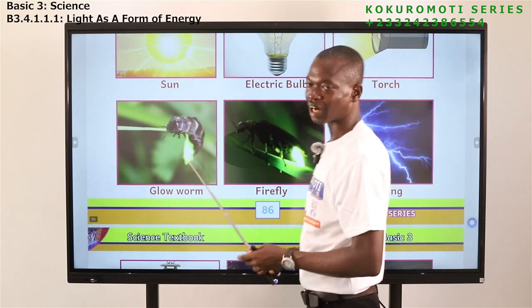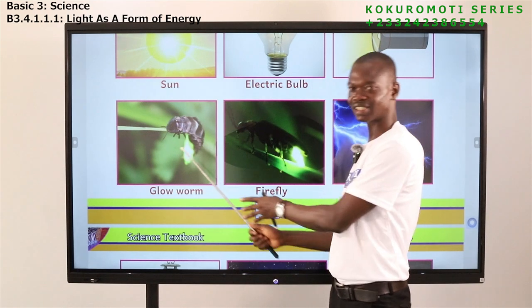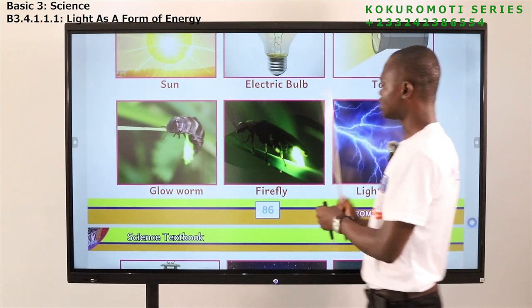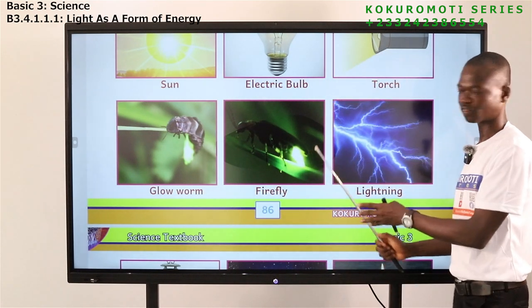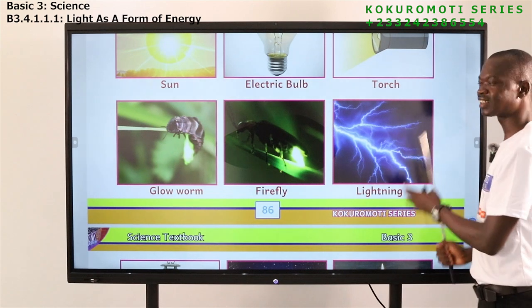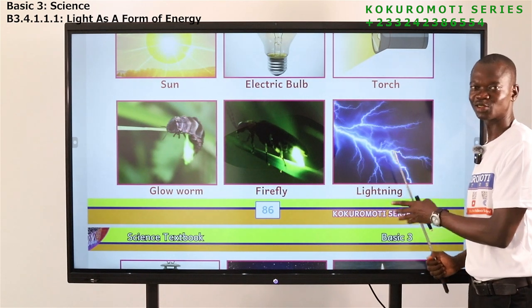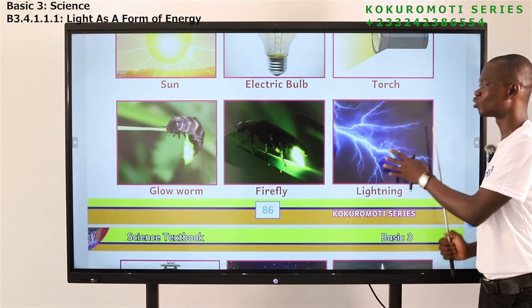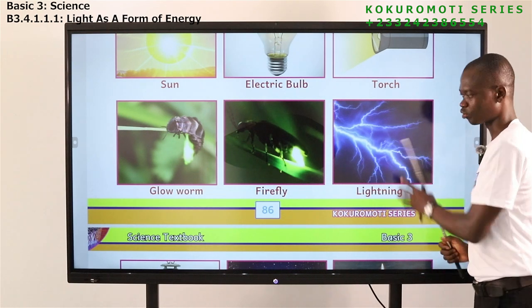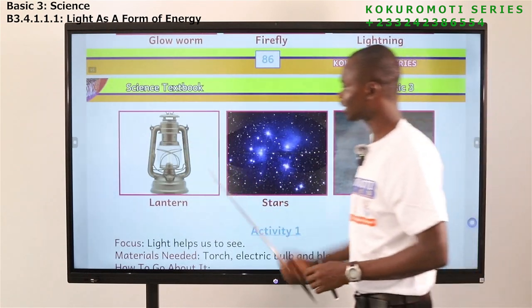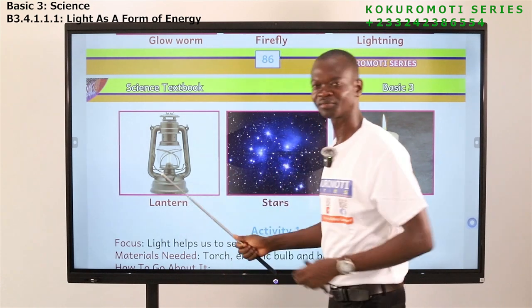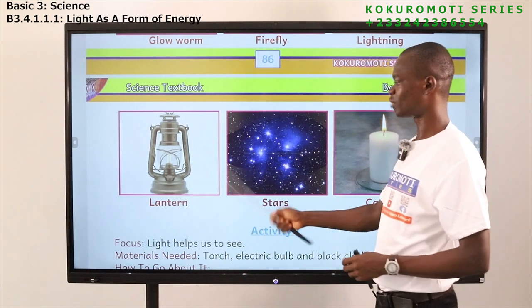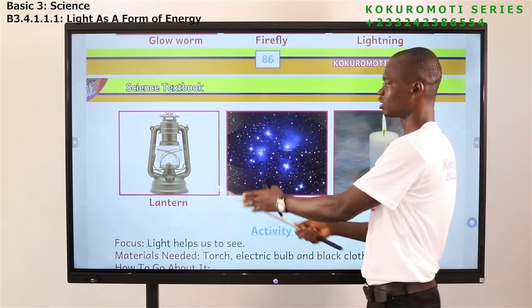Glow worm. This is an animal. No human being can create an animal. So this is a natural source of what? Light. This is also an animal. It's a natural source of light. This is lightning. This thing happens when it is raining, so it happens in the sky. There is no way a human being can cause this to happen. So this is a natural source of what? Light.